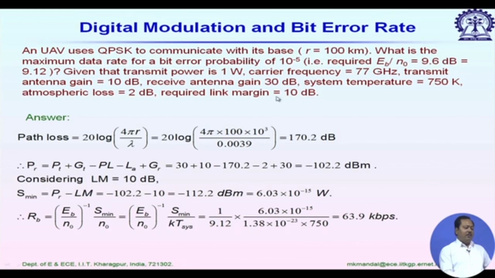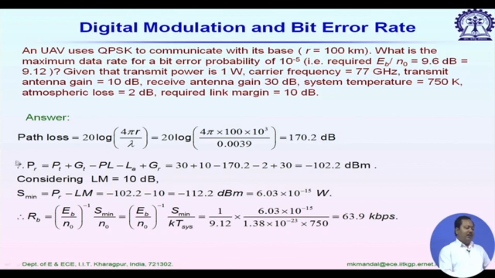We start with the path loss calculation. Path loss is 20 log (4 pi r by lambda). So, r is given as 100 kilometer, and lambda is lambda naught at 77 gigahertz, which comes to 0.0039 meter. If we put the values here, path loss comes to 170.2 dB.